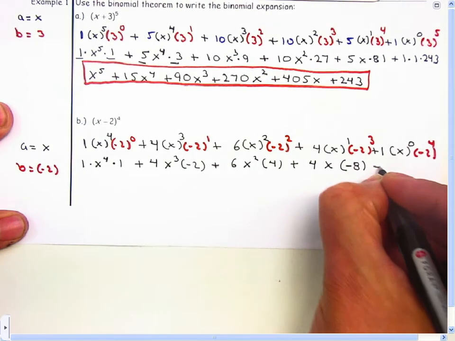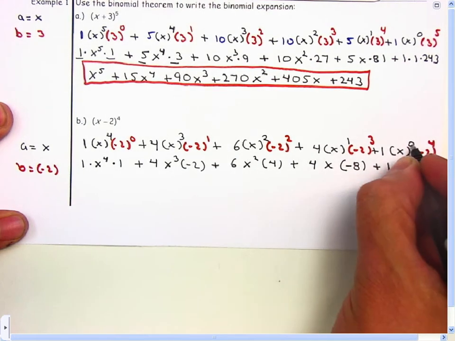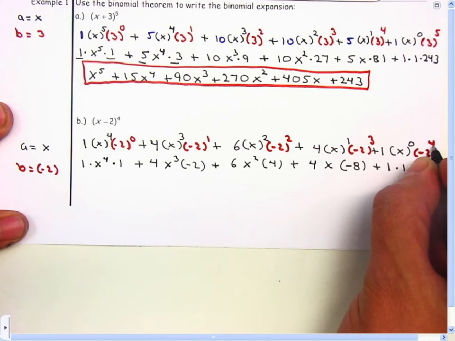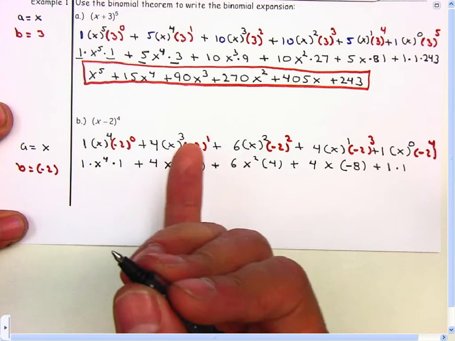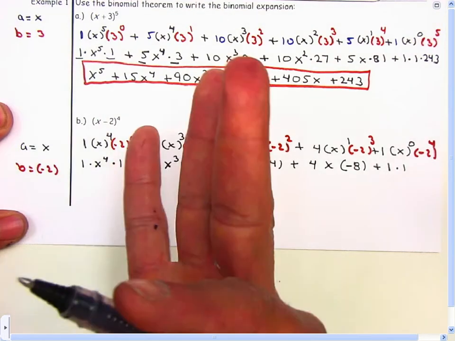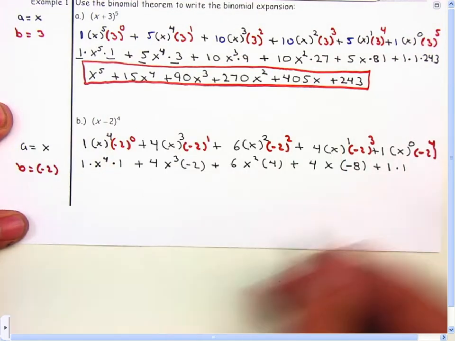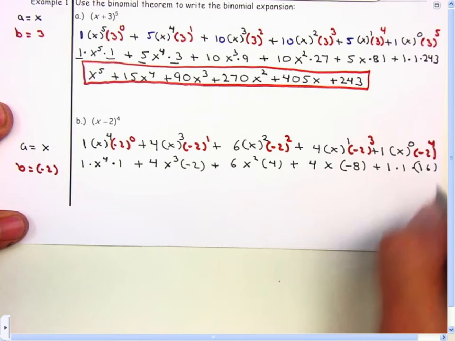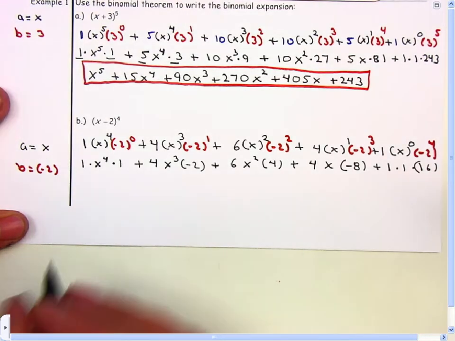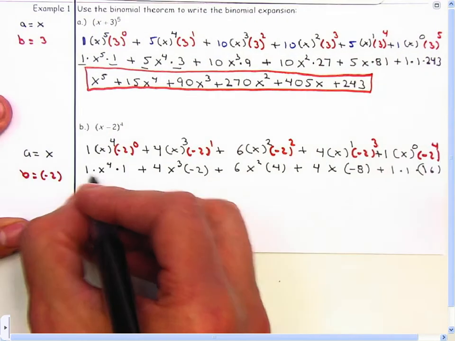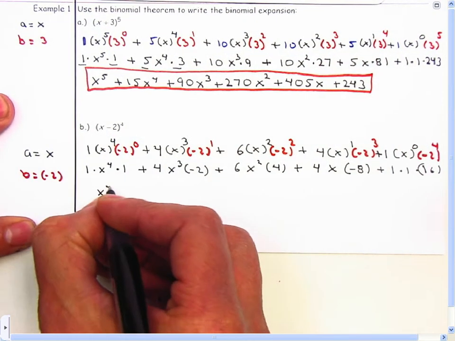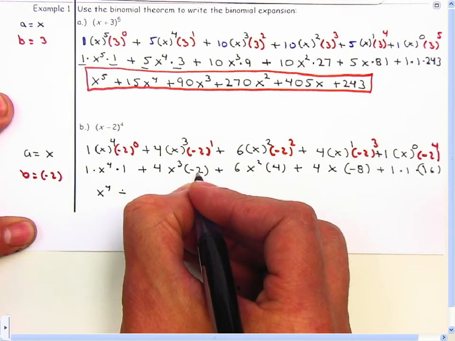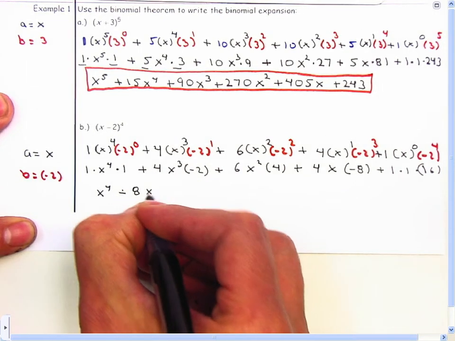And the last one will be plus 1. x to the 0 power, anything to the 0 power is equal to 1. And -2 to the 4th power will be -2 times -2 times -2 times -2, which is +16. And I'll place it in parentheses. Now simplify. 1 times 1 is 1, x to the 4th. +4 times -2 is -8, x to the 3rd.